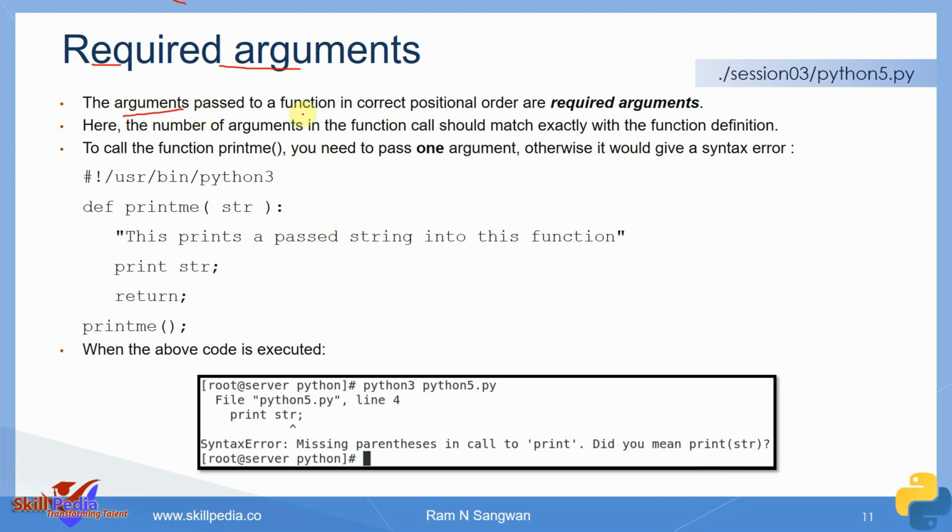The arguments passed to a function in the correct positional order are called required arguments. That means you pass them in exactly the same order. Here the number of arguments in the function call should match exactly with the function definition. Like in this case, we are defining one argument, we are giving, right? So while calling this function, we must pass one argument here, and we are not passing it in this case. So when we execute this code, it will throw an error.